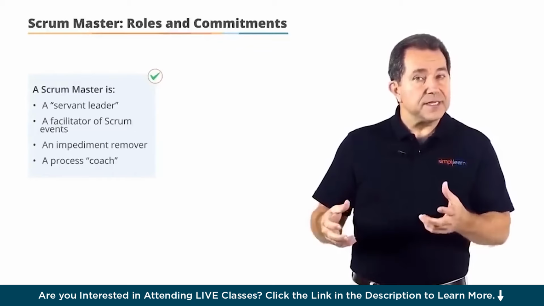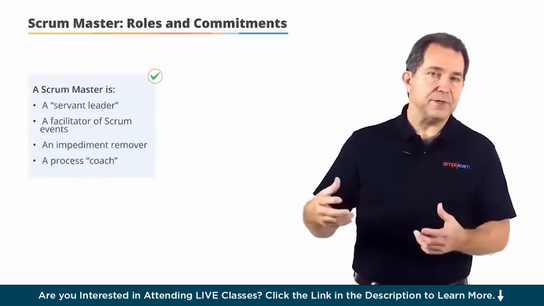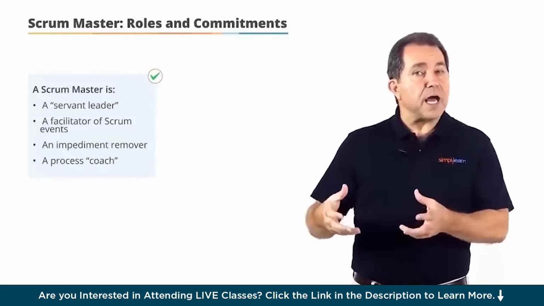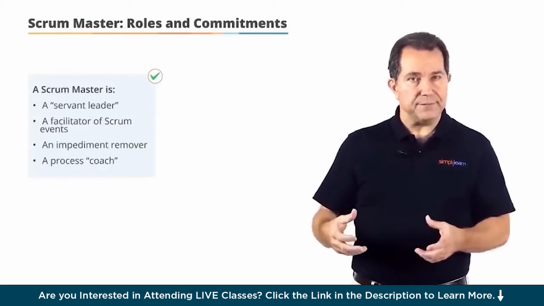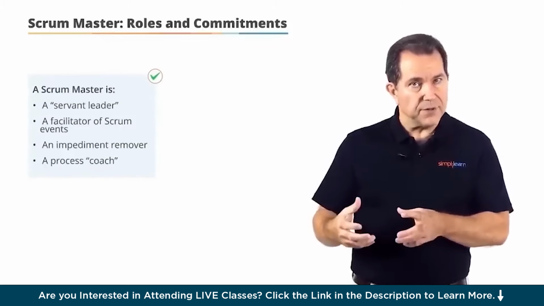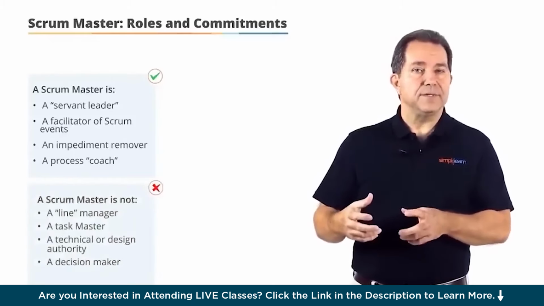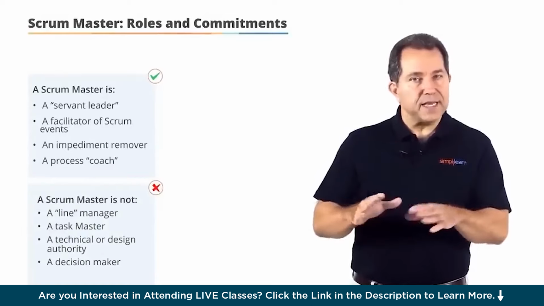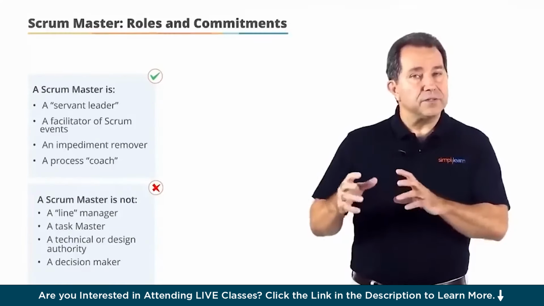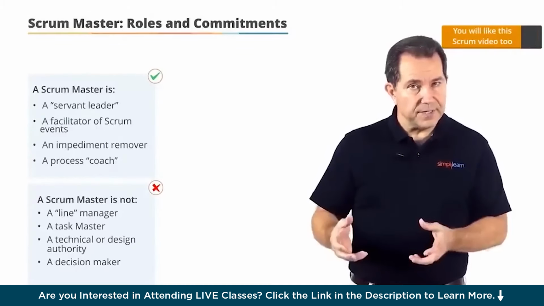The Scrum Master facilitates the Scrum ceremonies such as sprint planning, daily stand-up, sprint review, and sprint retrospective. The Scrum Master removes obstacles or impediments faced by the team. The Scrum Master is also a process coach and mentor. The Scrum Master must not be a line manager of the team. The Scrum Master is not to be a taskmaster either. The Scrum Master is not a technical or design authority, nor is he or she a decision maker for the team.